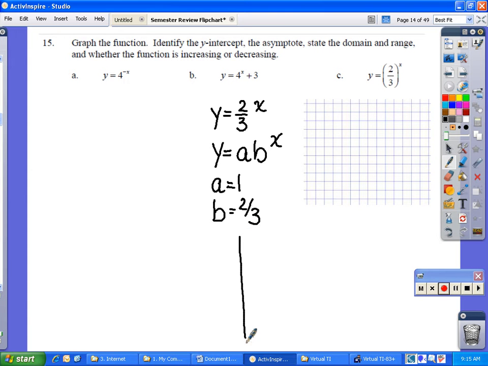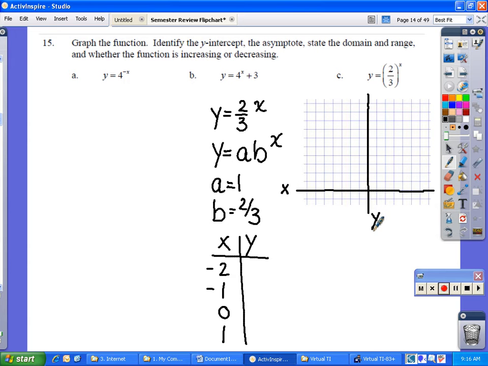Let's look at some specific values. And we can look first at -2, -1, 0, and 1. We'll look at more values later with the calculator, but this at least gives us an idea of some values we can put on our grid. There's our x-axis and our y-axis. Let's plug a couple numbers in here.